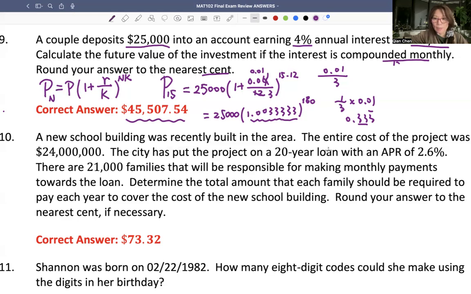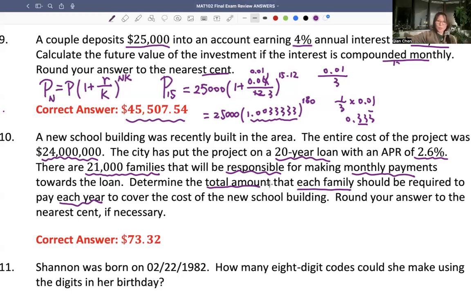Question 10 says a project costs $24 million. The city has put the project on a 20-year loan with an APR, the annual percent interest rate, of 2.6%. There are 2,100 families responsible for the monthly payments. Those are important, so let's underline them. Determine the total amount each family should be required to pay each year to cover the cost of the new school building.